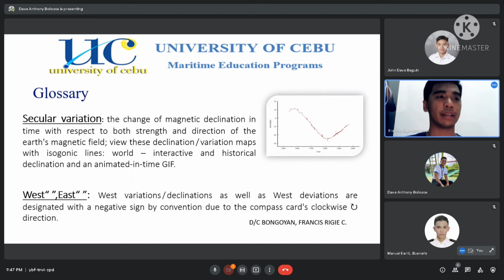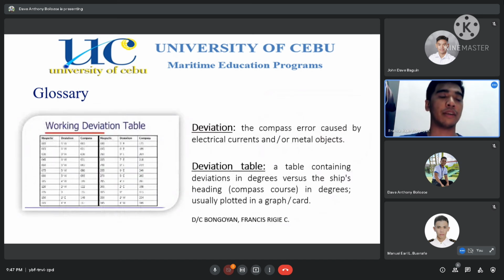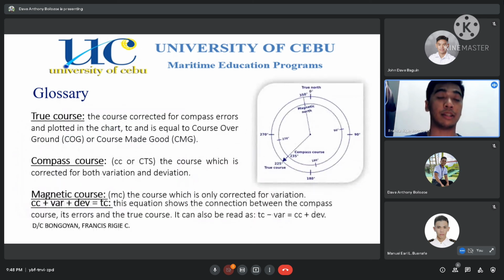Next is the west-east. West variation or declinations as well as west deviations are designated with a negative sign by convention due to the compass card's clockwise direction. Deviation: the compass error caused by electrical currents or metal objects. Next is the deviation table: a table containing deviations in degrees versus the ship's heading or compass course in degrees, usually plotted in a graph or card.